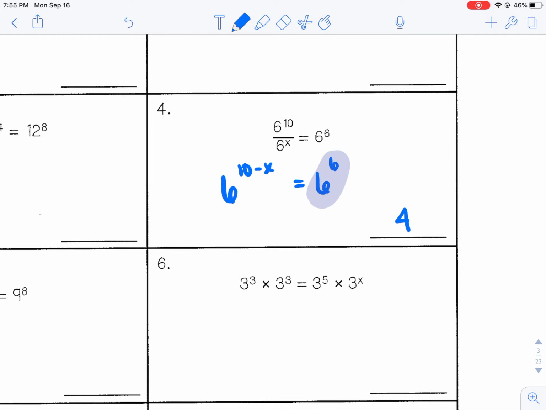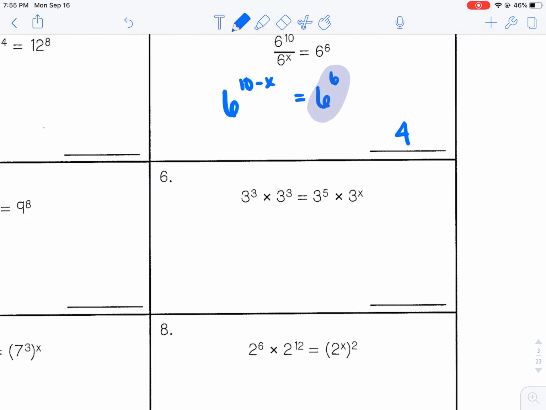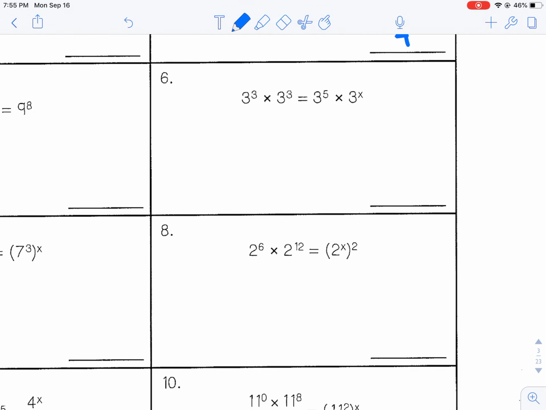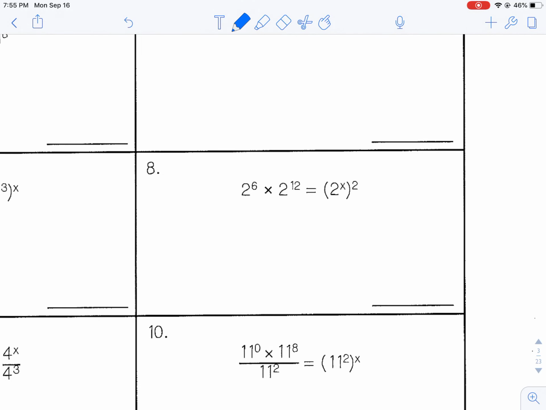Okay, so sometimes they get a little bit more difficult. So let me kind of set you up on number 8. Number 8, on the left-hand side, I have 2 to the 6th power times 2 to the 12th power. So I'm multiplying, my bases are the same, so I have to add the exponents. That's going to give me 2 to the 18th power. Okay, over here, x, this is power to a power, so x times 2 is going to give me 2x. So this is going to be 2 to the 2x power.